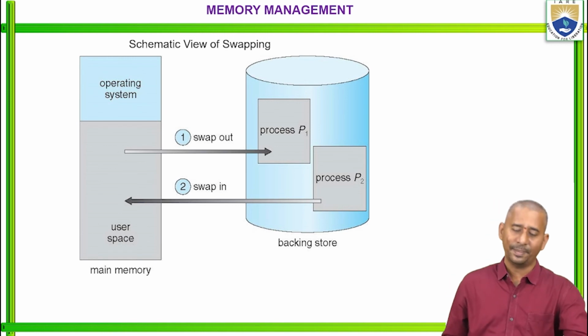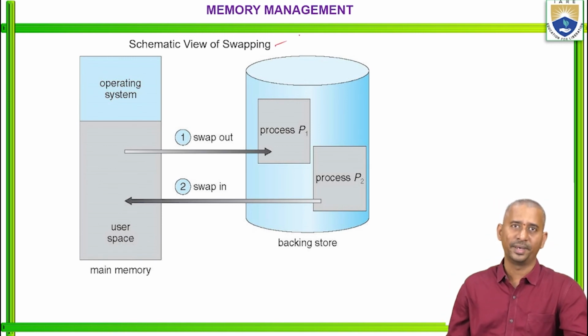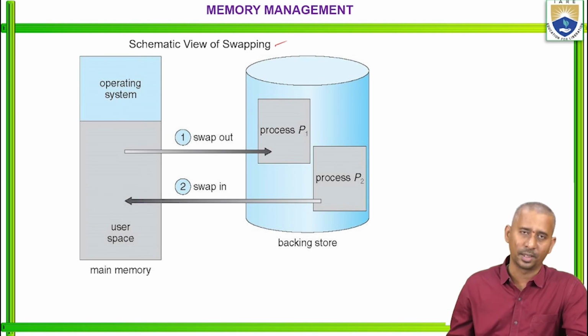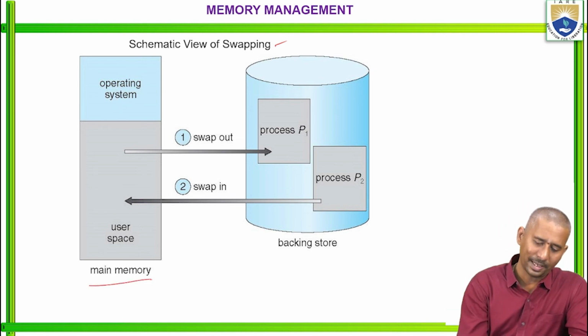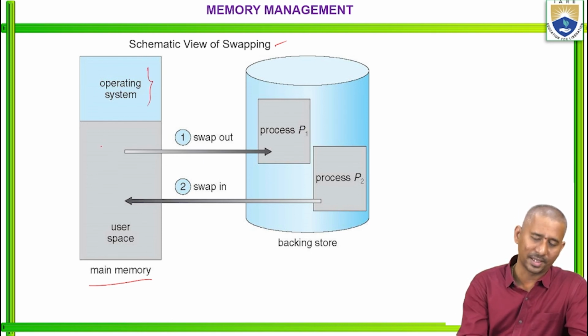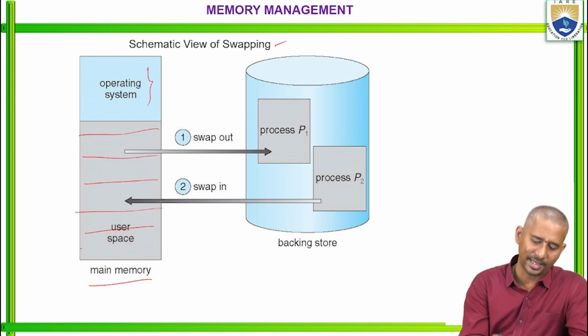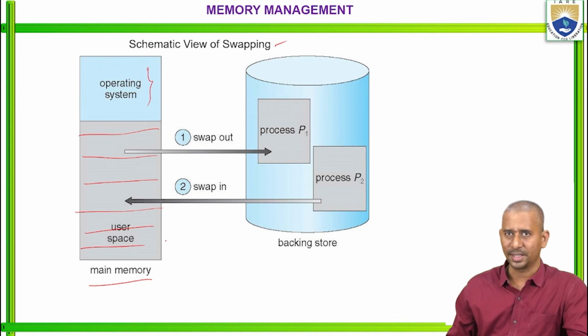See, this is the schematic view of swapping, the concept we have discussed till now. How does swapping work? See here, this is the primary memory. We know the primary memory occupies some space for the operating system. These are the user space, which is allocated to a number of processes. And this is the backing store.